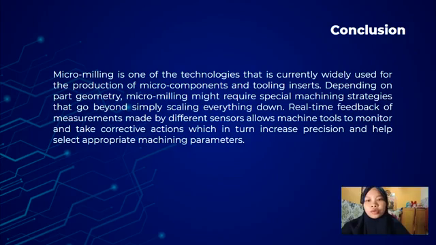Then go to the conclusions. Micromilling is one of the technologies currently widely used for the production of micro components and tooling inserts. Depending on part geometry, micromilling might require special machining strategies that go beyond simply scaling everything down. Real-time feedback of measurements made by different sensors allows machine tools to monitor and take corrective actions, which in turn increases precision and helps select appropriate machining parameters. With an increase in real-time feedback reliability, better process parameters can be obtained and higher part precision can be achieved.